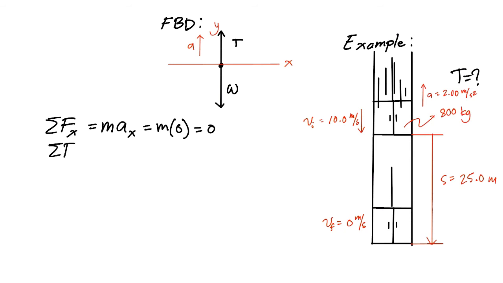So, the sum of forces along the y-axis, since meron tayong acceleration, we will use Newton's second law, mass times acceleration along the y-axis. Okay? So, let's look at ano yung forces acting on our object along the y-axis. So, we have two. We have tension. Direction ng tension is upwards, so that should be positive. And then we have the weight of our elevator. So, ang direction niya is downwards, so negative yung value ng ating weight. So, we have T minus W. Now, this is equal to mass times the y component ng ating acceleration.